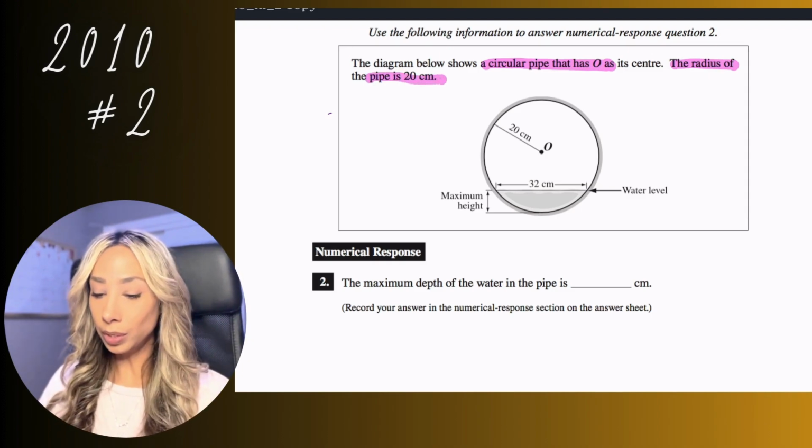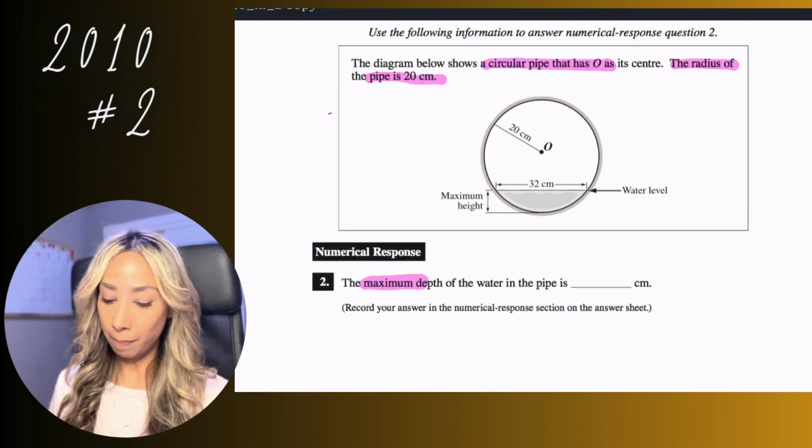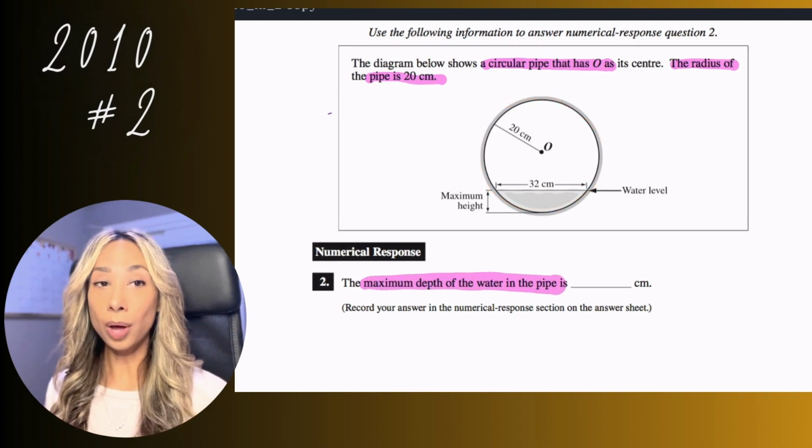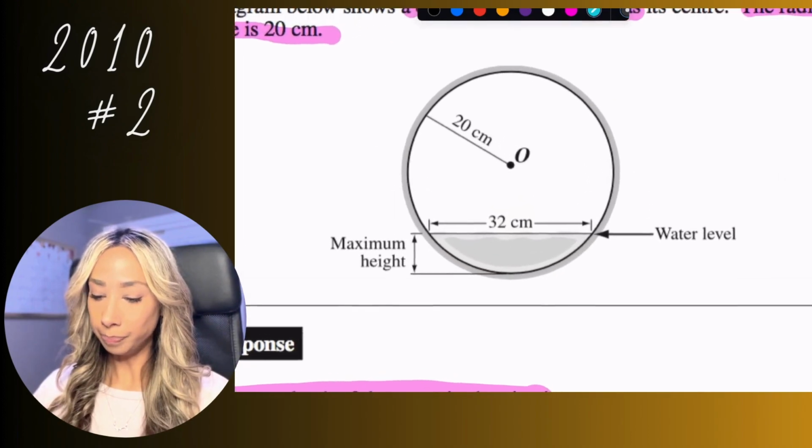They've given us a really good diagram here, which I like. And from there, our job is to figure out the maximum depth of the water in the pipe. That part is going to be crucial. We want to make sure we're getting the maximum depth. So let's break down the diagram a little bit.